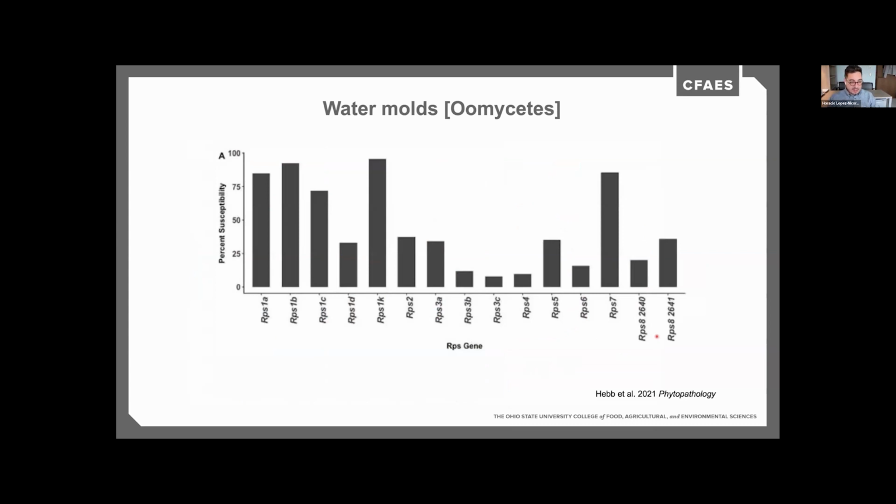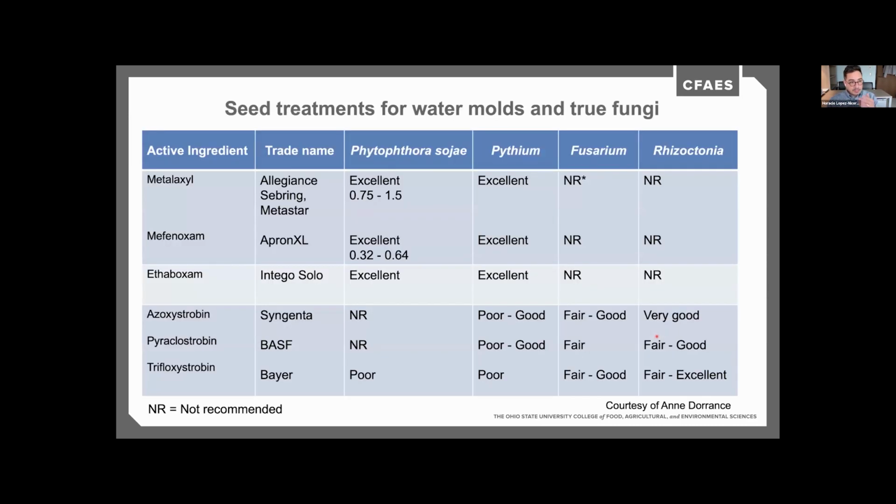Genetics, like I mentioned, is something that we need to keep an eye on all the time. Read that label. Do we have a rating for specific organisms? And what are the types of genes, or multiple genes, that we can use to manage Phytophthora in the field?